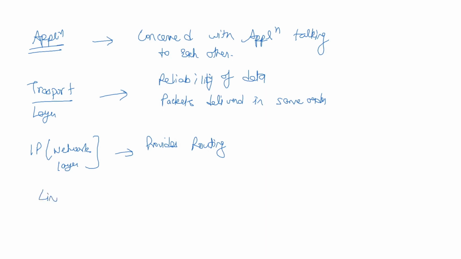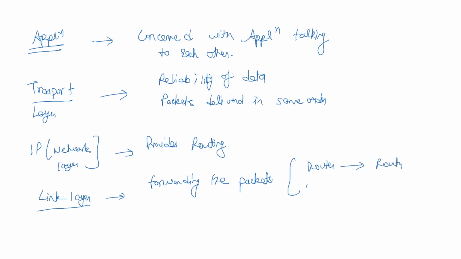Next comes the link layer. What will the link layer do? The link layer will basically help me forward the packets, router to router or router to switch. In this case, it's a link layer switch. There are two kinds of switches: network layer switch and link layer switch. So don't get confused about the switch. It's a physical device only, but it's of two different kinds.